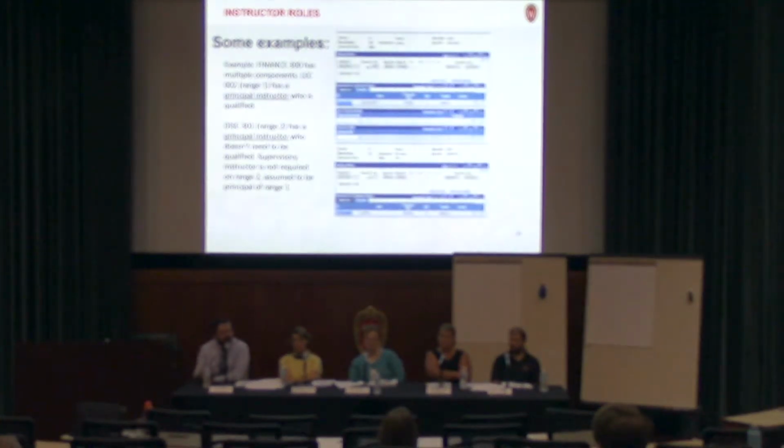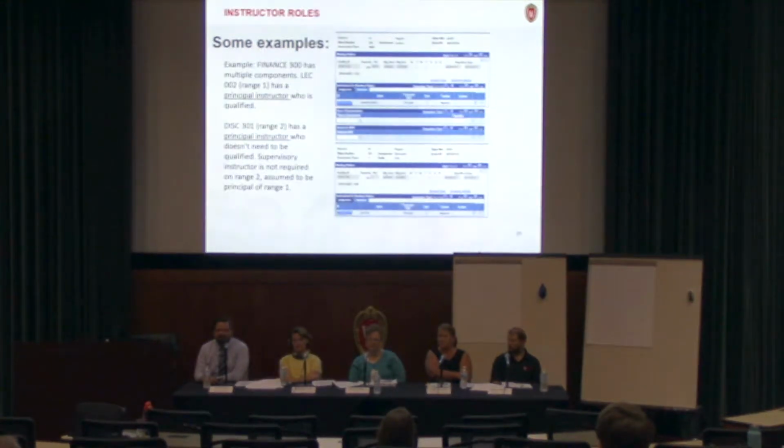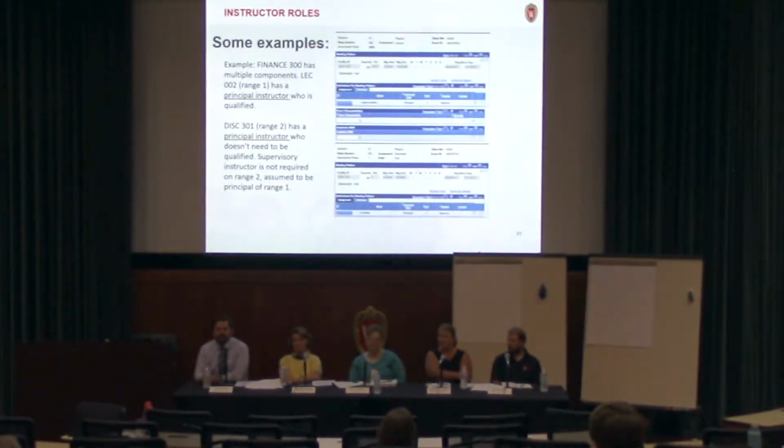And then here's an example of a multi-component course. So Finance 300 is a lecture discussion type course. We have lots of lecture discussion, lecture lab discussion type courses, but wanted to render one of a little bit more complicated instance where there's a multi-component course. So within the range 1 section, there's a faculty member who is a principal instructor, and this principal instructor is the only listed instructor on range 1.